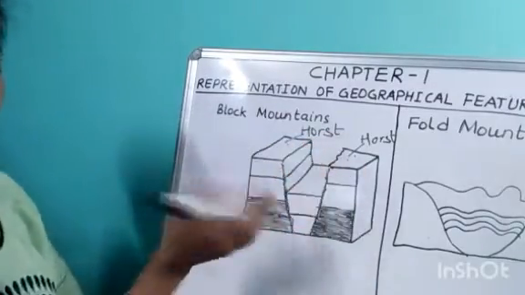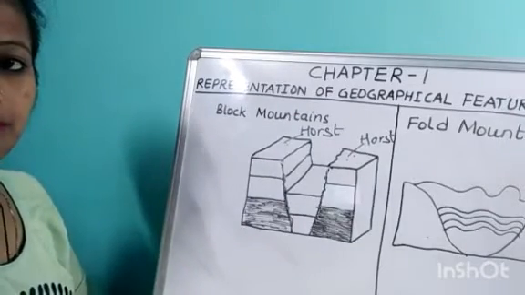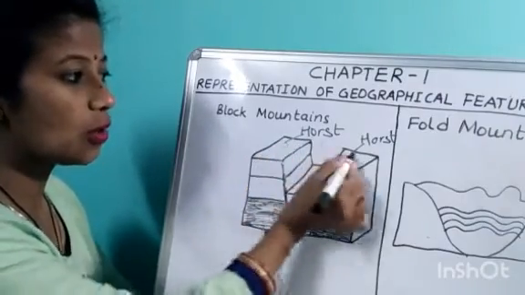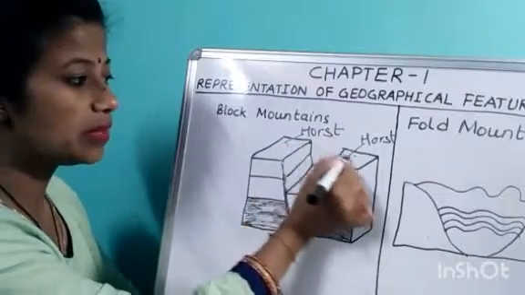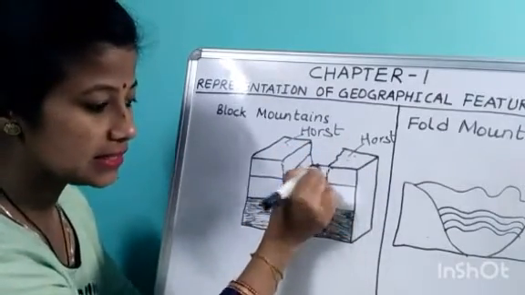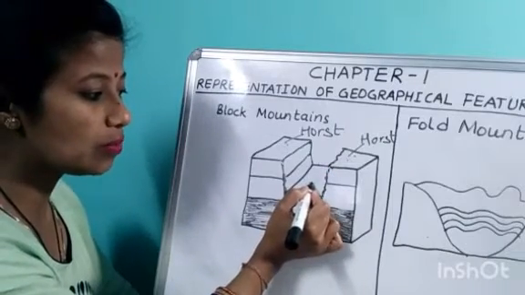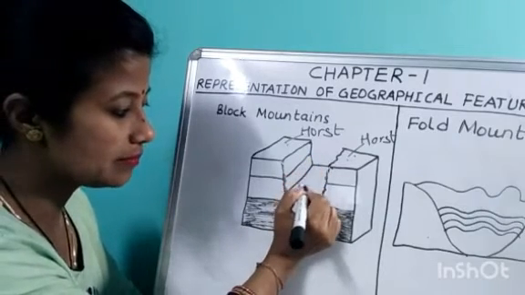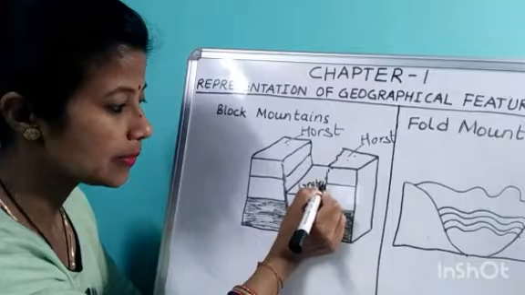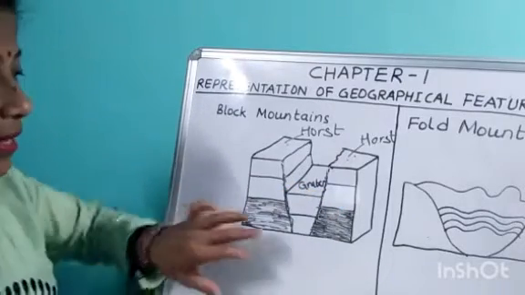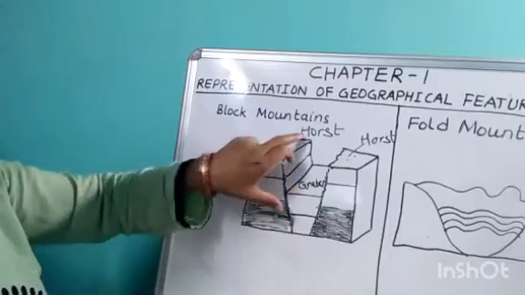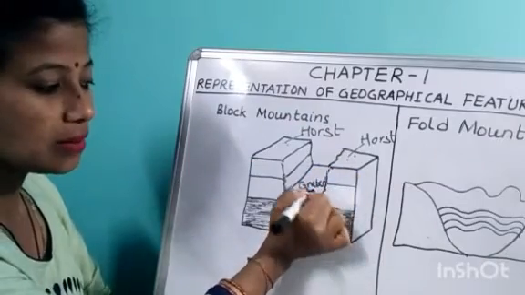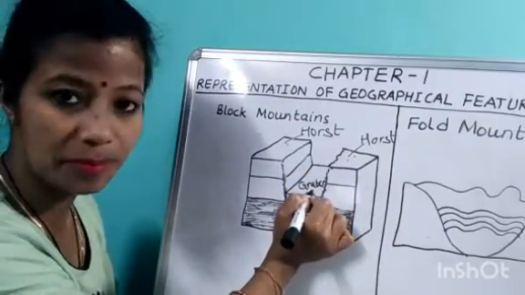The uplifted blocks are called horsts, and the downward or lowered block, this is called graben, G-R-A-B-E-N, and this is horst. Uplifted blocks are called horsts, and the downward block is called graben.